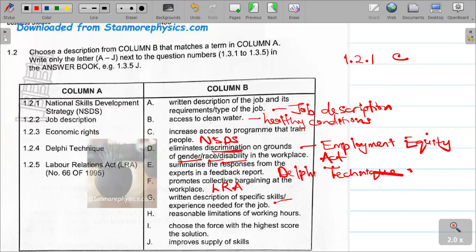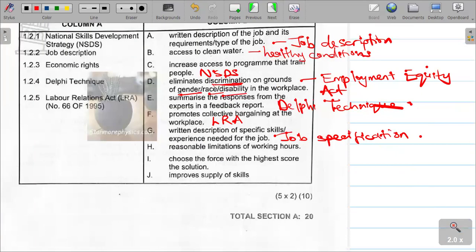A written description of specific skills and experience needed for the job, that's what you call a job specification. Job specification, a written description of the skills and experiences needed for the job, right?